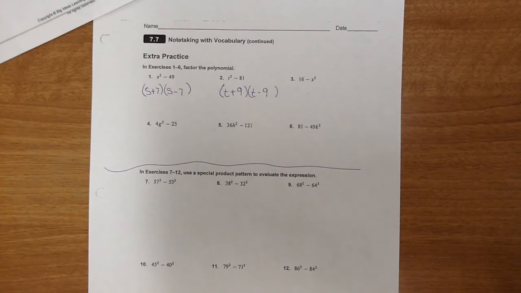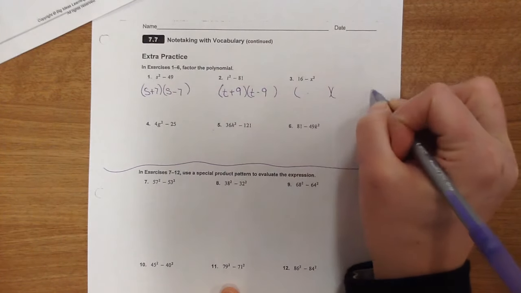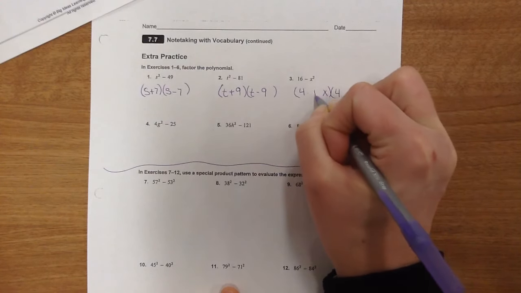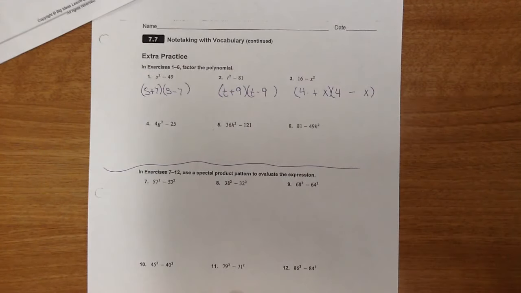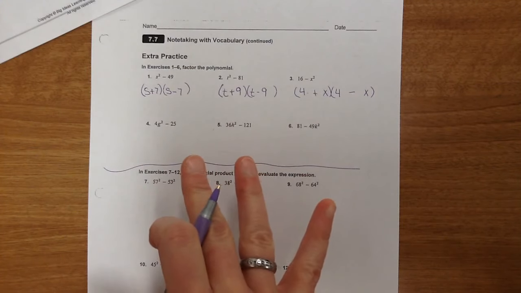Okay, hopefully you tried them. Notice number 3 is backwards, but that's okay, it's not a big deal. You still have the square root of 16. You know the only way to get x, and then your signs have to alternate. And that would be your answer. So they're kind of grouping it all together with this difference of 2 squares.